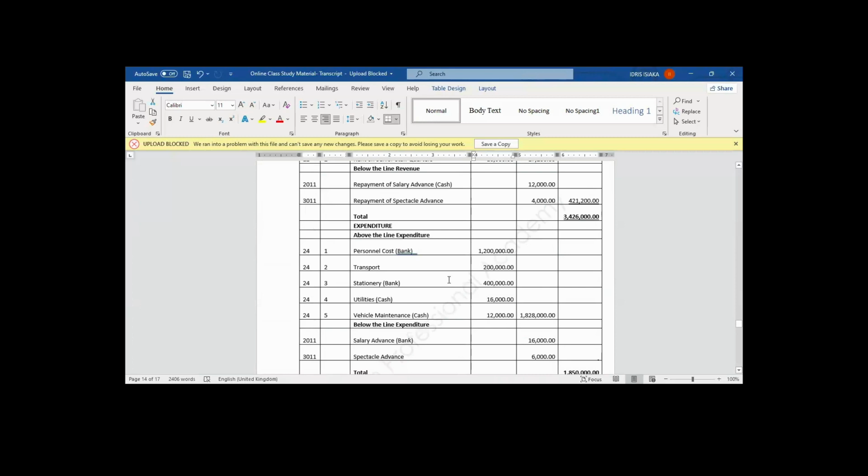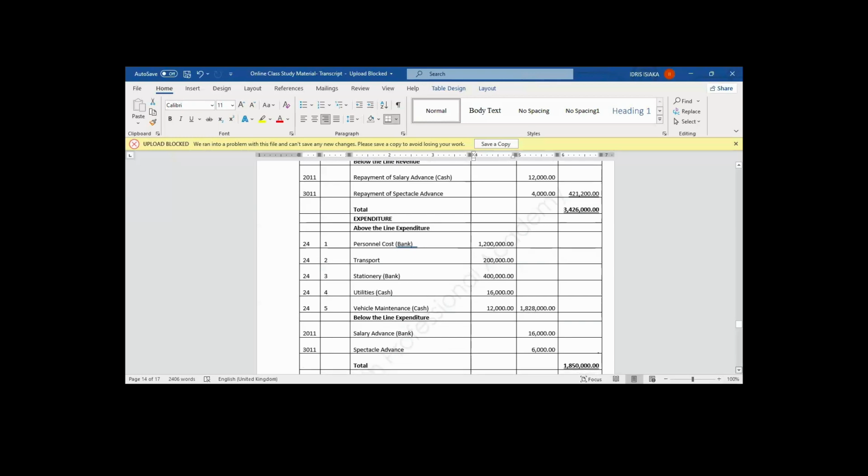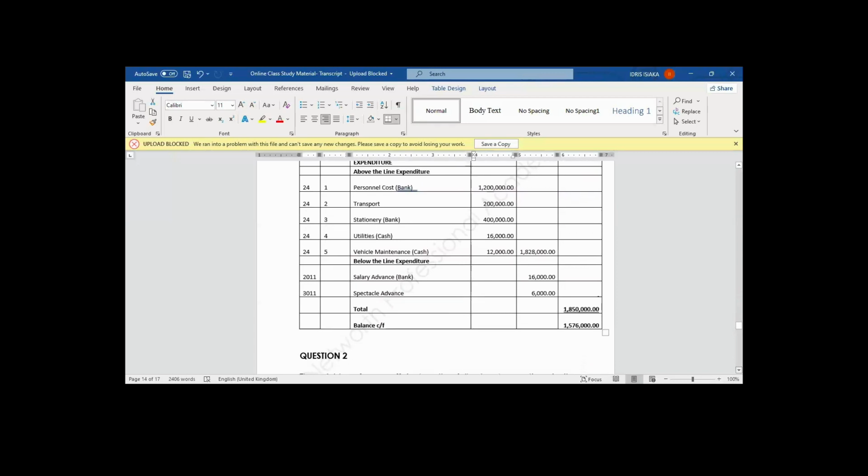So at the end of the day, because all these 5 items have the same head, I put it under amount. After finishing them, I will now total them. The total I got, I will put it under the subtotal. I'll move to below the line expenditure.